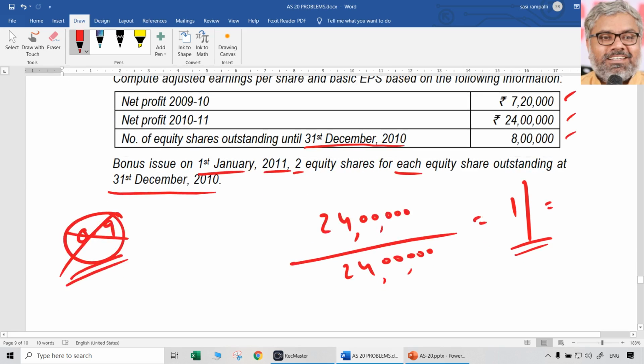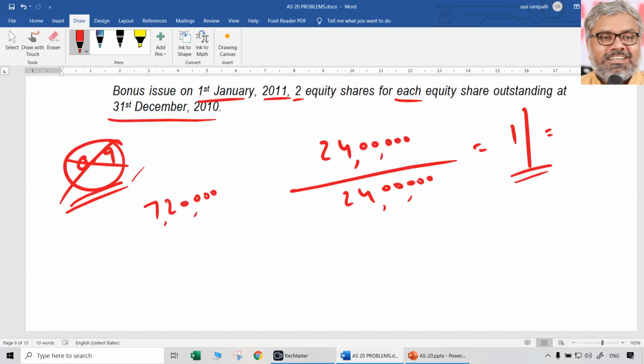Why is that? Because in the last year we have taken in the denominator only 8 lakhs. In the current year we have taken the denominator 24 lakhs. So now what should we do? We should restate the EPS of last year also, which is nothing but 7 lakhs 20,000 profit divided by 24 lakhs inclusive of bonus shares. So 7 lakh 20,000 divided by 24 lakhs, that will be 0.3.